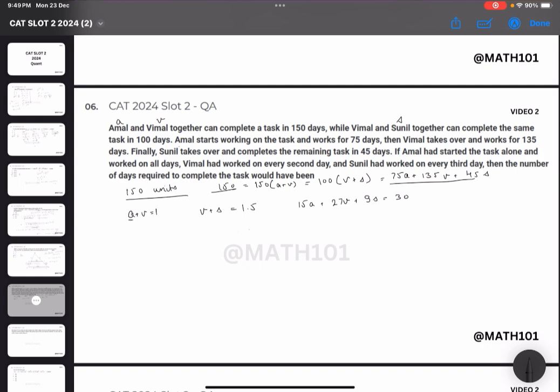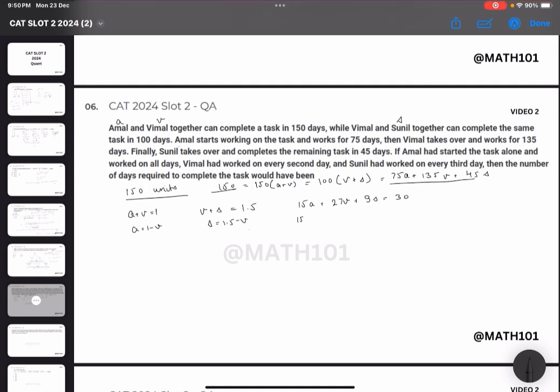So we'll try to find the value of A. V equals 1 minus A, S equals 1.5 minus. We will try to find the value of V. V equals 1 minus A, so A equals 1 minus V. S equals 1.5 minus V.